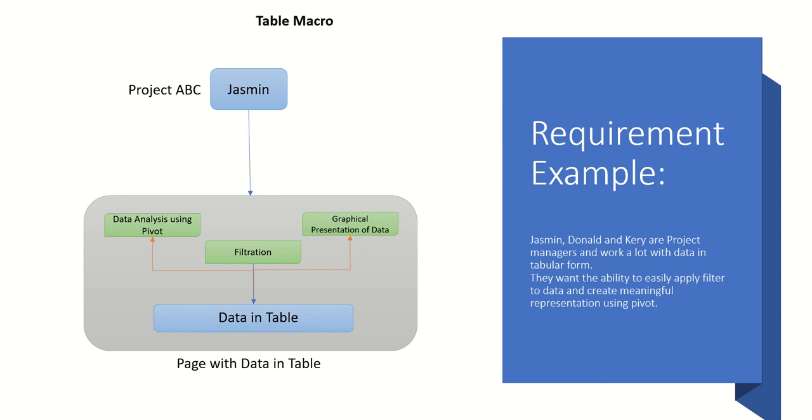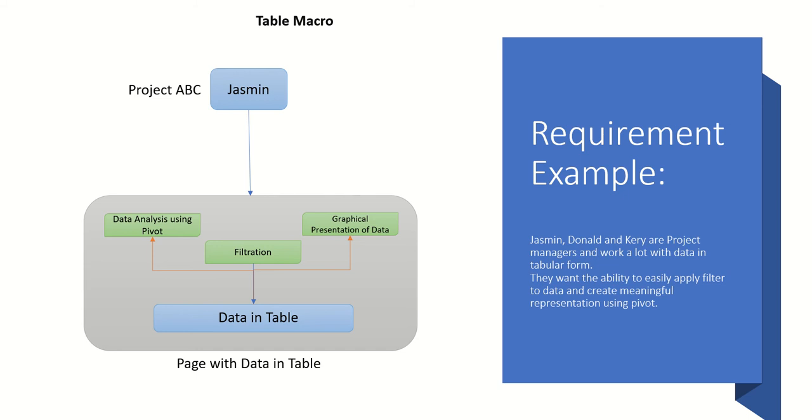So this is an example that we have taken. Jasmine is the project manager, and maybe Jasmine or anyone. The three examples are very much in line with the other examples that we have taken, right? So the project managers, Jasmine, Donald, or Kerry, work on different projects, and they have different requirements altogether, right? So the problem statement here is that the project managers should be able to filter data which is in a tabular form.